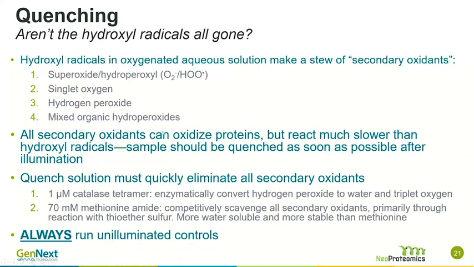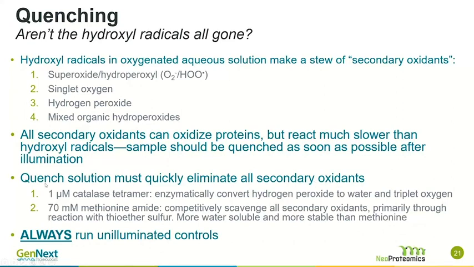But then you also have what are called mixed organic hydroperoxides. These can be made from the reaction of hydroxyl radicals with just about any organic, including your analyte. And these mixed organic hydroperoxides can also oxidize your protein. And so you need to get rid of all of these. All of these can oxidize your protein, but again, they react much more slowly than hydroxyl radicals. So as long as you dump your solution into a quench immediately after FPOP, these secondary oxidants will all go away. This quench solution, however, needs to eliminate all of the secondary oxidants.